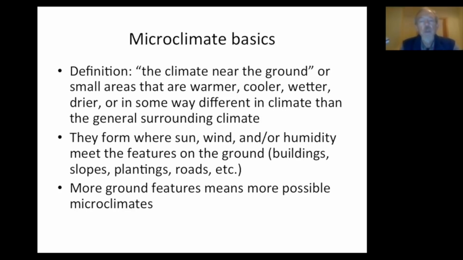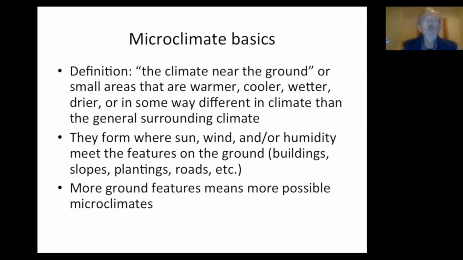And microclimates form where the sun or the wind or moisture interacts with the features that are on the ground, like buildings or plantings or even roads. A dark asphalt road is going to get warm, so you might be able to plant things next to the road for the additional heat that's coming off the road. Same with a sidewalk, that can act as a thermal mass to store up heat.